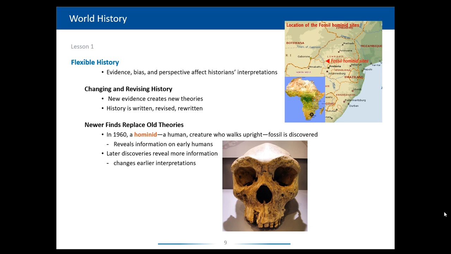Newer finds replace old theories. For example, in 1960, a hominid, or a human creature who walks upright, a fossil is discovered and it reveals information on early humans. Later discoveries reveal more information, and including this information in new writings helps to change earlier interpretations of history.